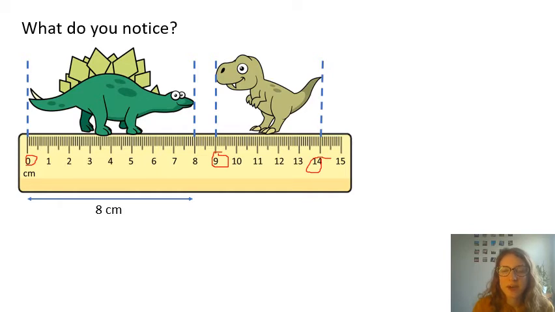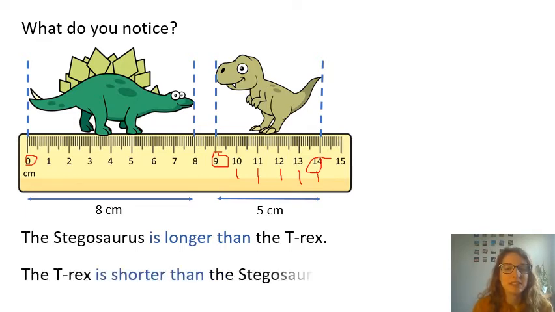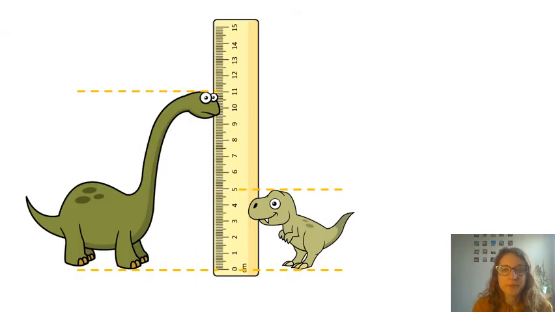Okay, so this is now our 0. So we've got 1, 2, 3, 4, 5 centimetres long. The Stegosaurus is longer than the T-Rex. Can you work out how much longer? So if you did the 8 take away 5, okay, it'd be 3 centimetres longer, wouldn't it? And the T-Rex is shorter than the Stegosaurus, so we're starting to compare them.